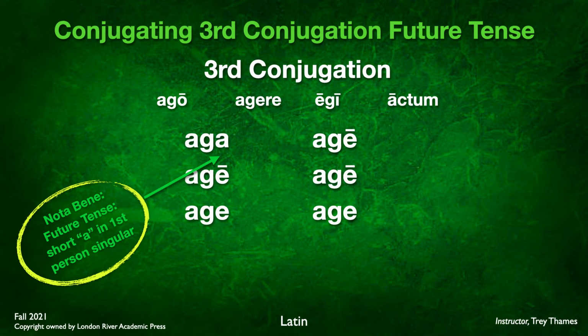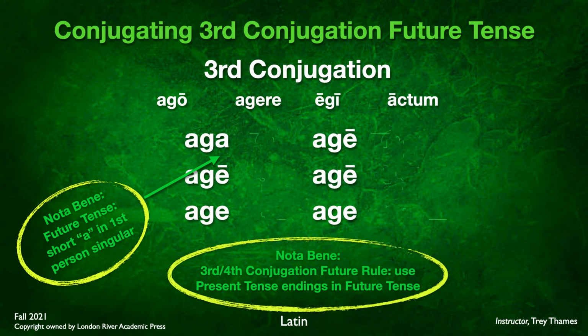And now here's the big kicker, okay? I know we've learned future tense endings are bo, bis, bit, bimus, bitis, bunt. But here's the big thing to hold on to. We use the present tense endings for third conjugation and fourth conjugation in the future. Here's the rule. Use present tense endings in future tense. So again, first person singular is either O or an M. This time we're going with the M.